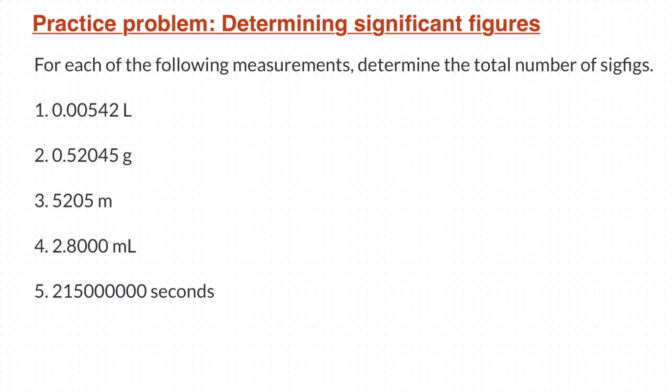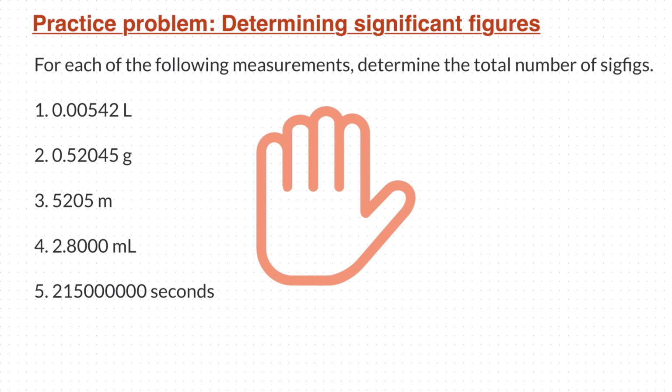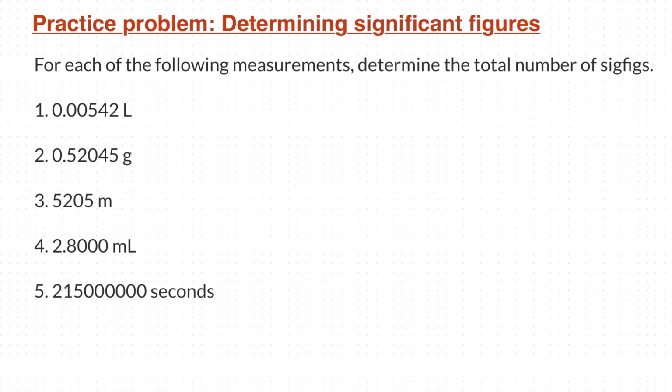Here we have some measurements. Determine the total number of significant figures in each of them. Pause the video here and try to answer these questions. Measurement 1 is 0.00542 liter. The first non-zero digit is 5, so the zeros to the left are not counted. The total number of significant figures here are 3.